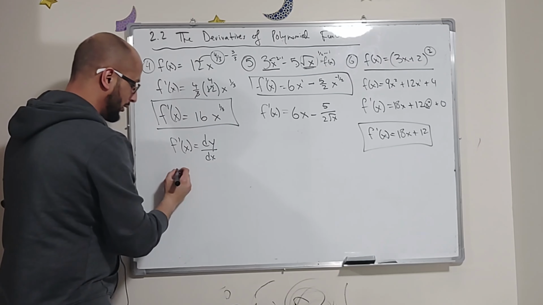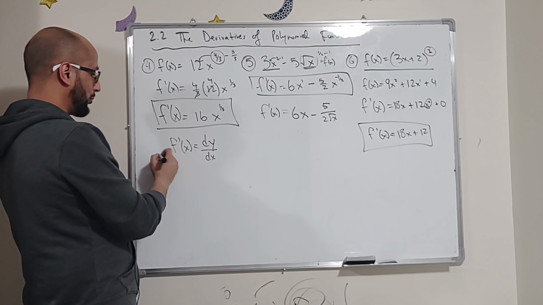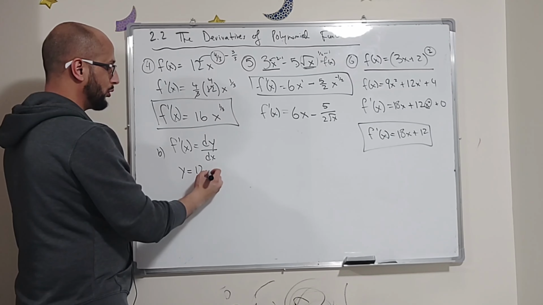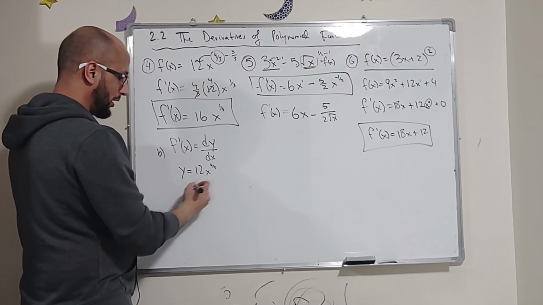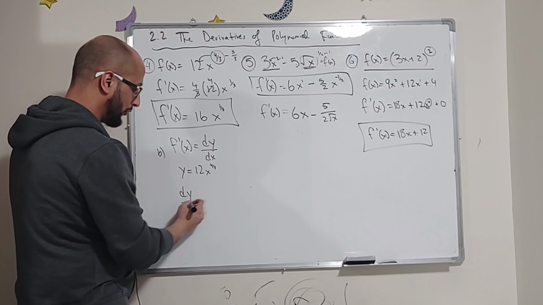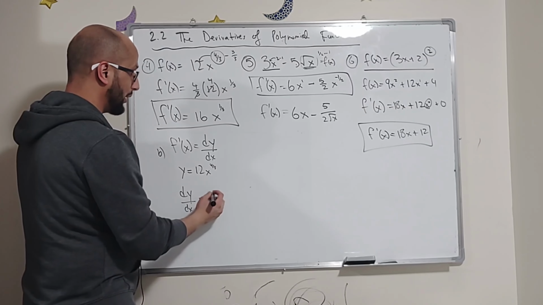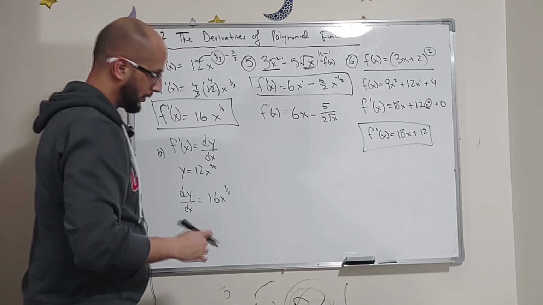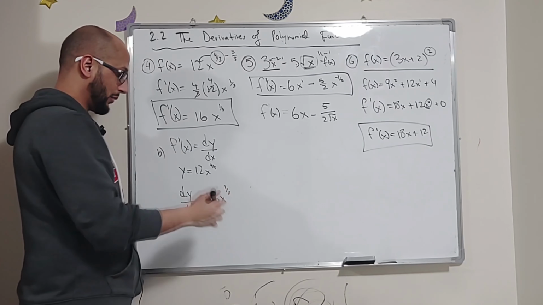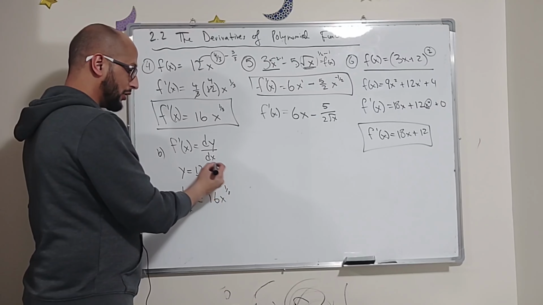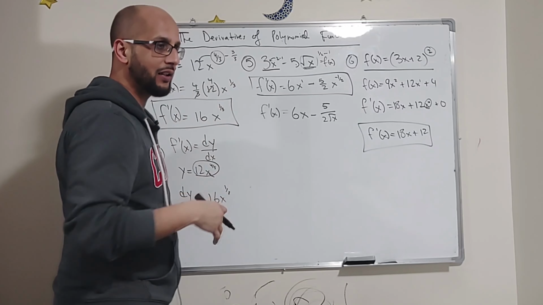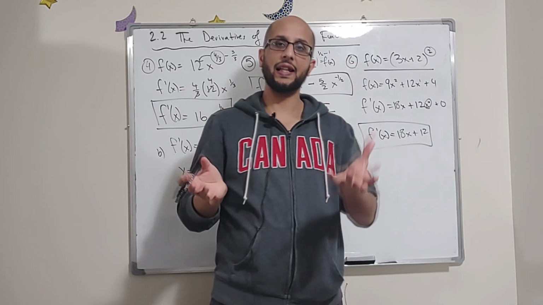So for part B, let's do it again: y is equal to 12x to the power of 4/3, and dy over dx would then become 16x to the power of 1/3. There is no difference, because you find the derivative of this function with respect to x, meaning you leave x in there. x does not change; you change everything else around it.